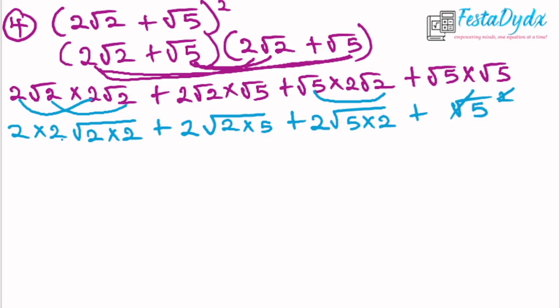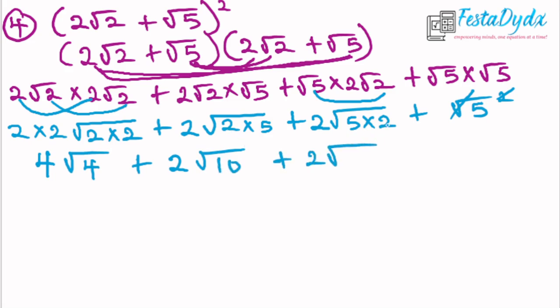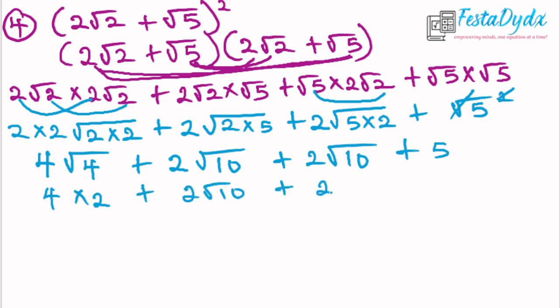So now 2 times 2 gives us 4, root 2 times 2 gives us 4, plus 2 root 2 times 5 gives us 10, plus 2 root 5 times 2 gives us 10, plus we have our 5 left here. So now for the square root of 4, it is 2. 4 times 2 plus 2 root 10 plus 2 root 10 plus 5.